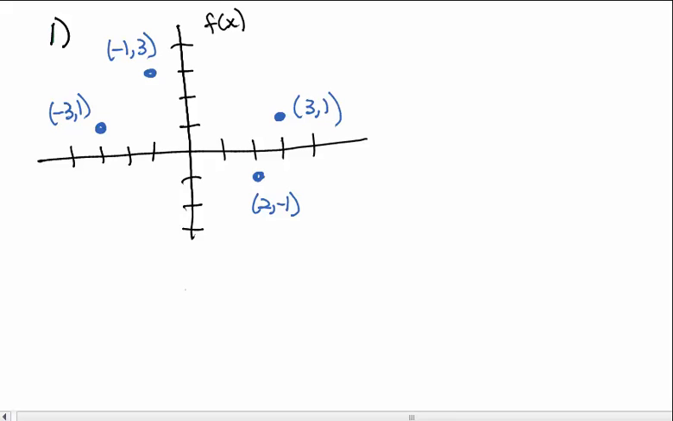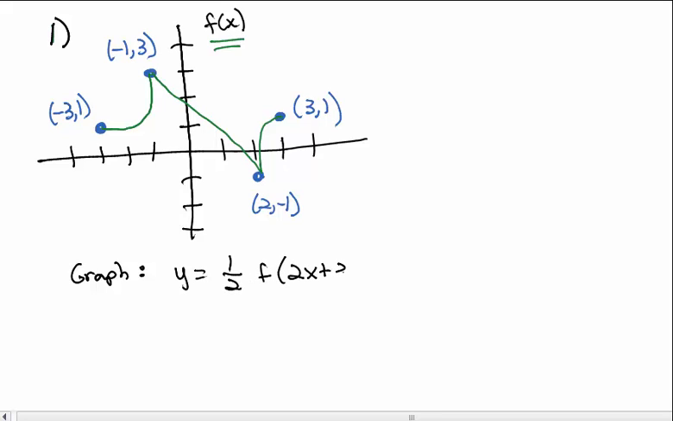And the way we're going to connect this graph is kind of with a quarter circle looking thing. Then we're going to do a straight line. And then we're going to do kind of an upside down quarter circle. That is the function of f of x. We're going to attempt to graph the function y equals 1/2 f of 2x plus 3 minus 1.